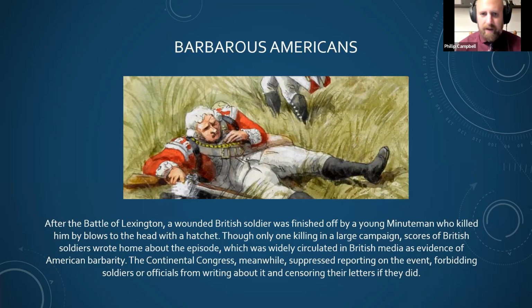Of course, when there's a war going on, there's always going to be atrocity stories, right? Like, oh, the enemy, they murder prisoners and they kill children and they burn dogs, and so you always have to take this stuff with a grain of salt. But this was publicized around. But the Continental Congress, meanwhile, suppressed reporting on this event. They issued directives forbidding soldiers or officials from writing about it, and they actually censored their letters if they did. So the censoring of letters during wartime began a long time ago. Colonial soldiers who mentioned this episode in their letters home had their letters censored because the Americans realized that this was damaging to the reputation of the Continental Army. By the way, a fun side story, this young teenager who whacked this British soldier in the head with the tomahawk, he survived into old age.